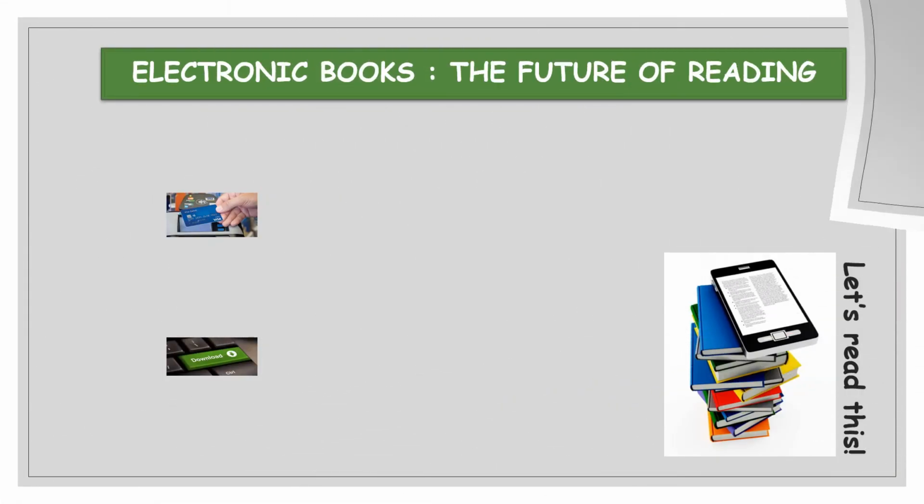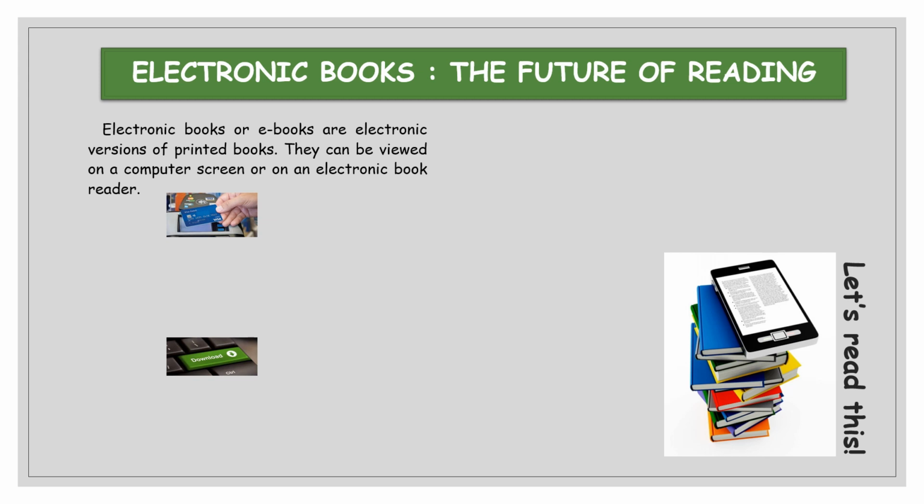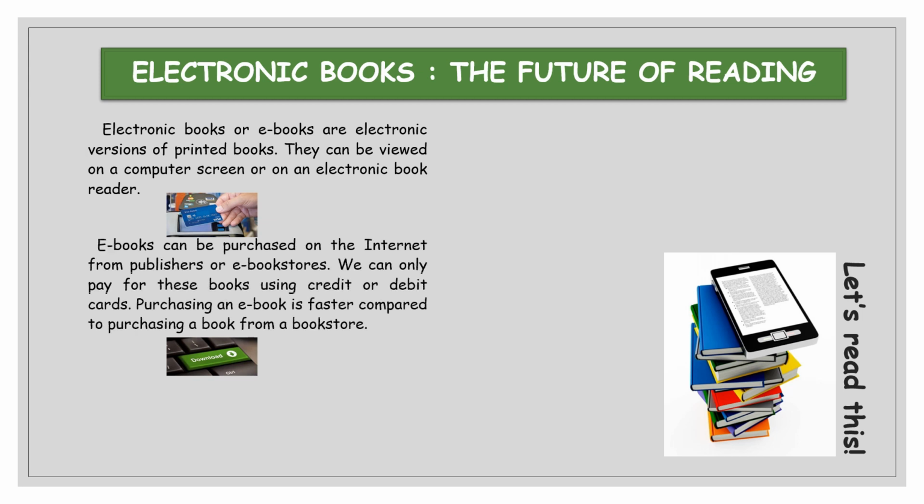The text we are going to read is in the textbook, page 44 and 45. Let's read together. Electronic books, the future of reading. Electronic books or e-books are electronic versions of printed books. They can be viewed on a computer screen or on an electronic book reader. E-books can be purchased on the internet from publishers or e-book stores. We can only pay for these books using credit or debit cards.